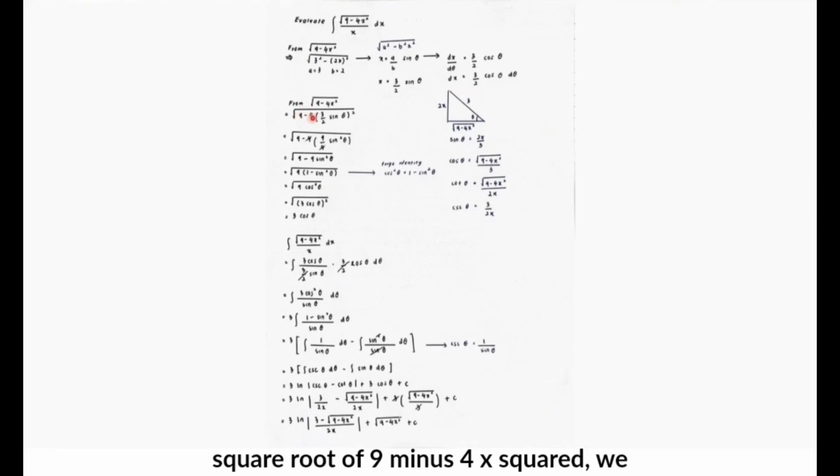Next, from square root of 9 minus 4x squared, we can simplify this equation and insert the x value. We insert the x value in here, square root of 9 times 1 minus sine squared theta. 1 minus sine squared theta is the trig identity. Cos squared theta equals 1 minus sine squared theta. So, from this we get 3 cos theta.